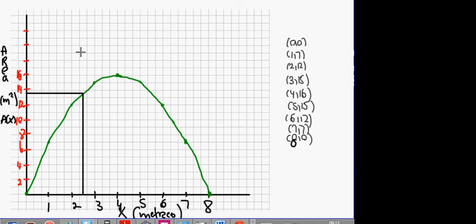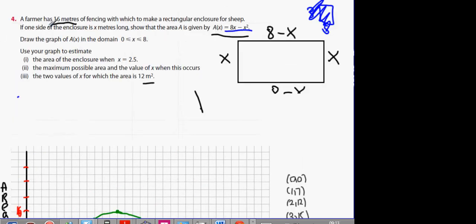Anybody give me an estimate of that? 13.5. Sorry? 13.5 or 6. Yeah, about 13.6, 13.7 somewhere. Let's go 13.6. 13.6 meters squared.